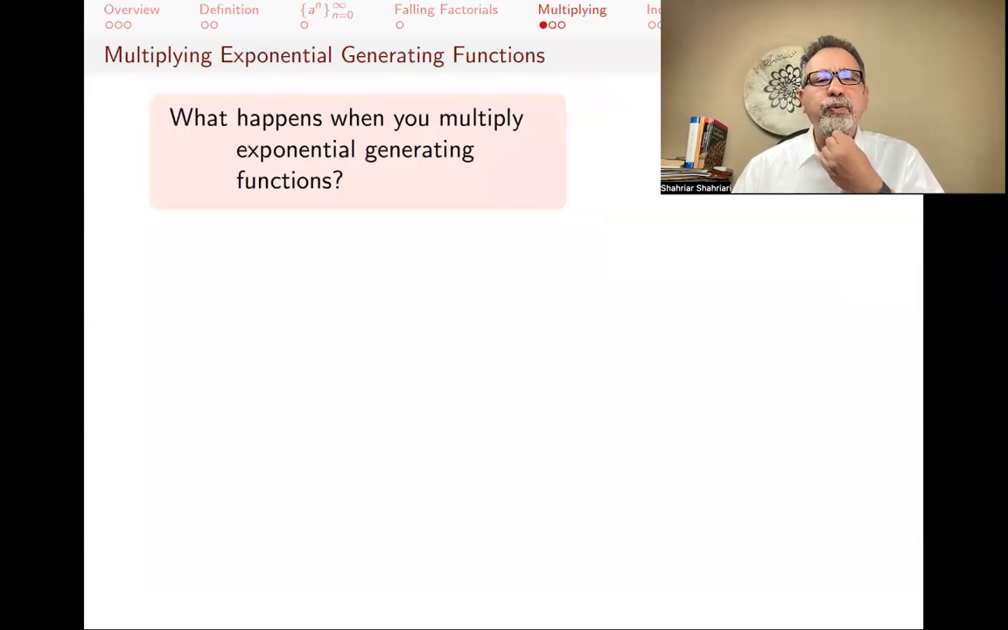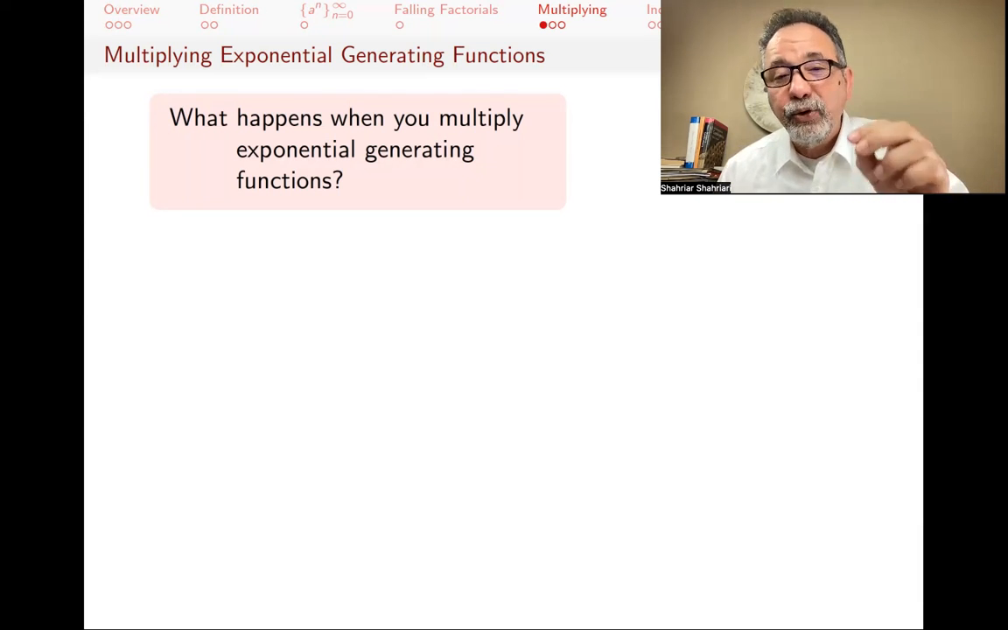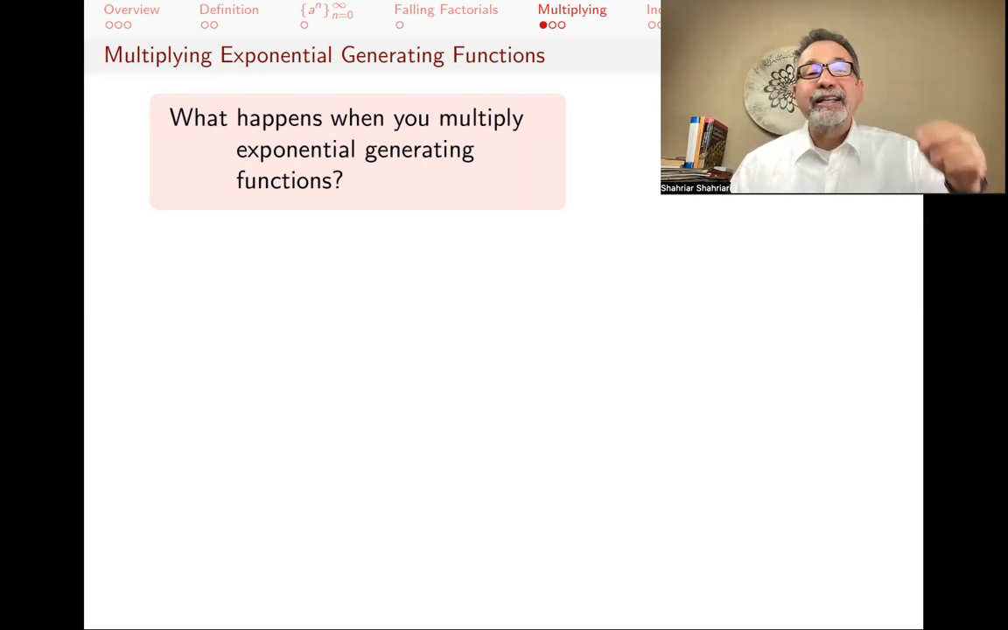Now, when we used ordinary generating functions, we saw that multiplying them was useful. So the question is, what happens when you multiply exponential generating functions? And this is the key for their usefulness for finding combinations and permutations.